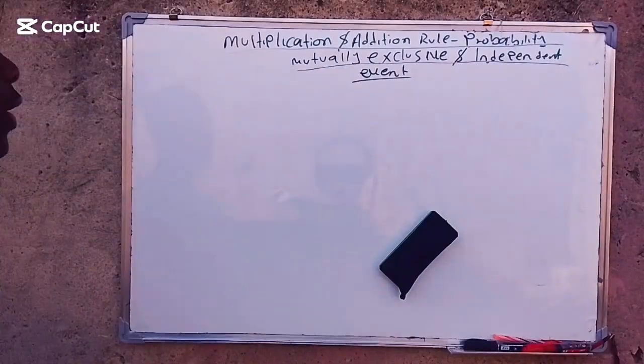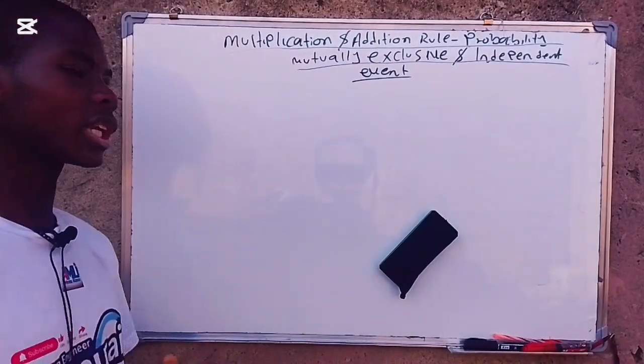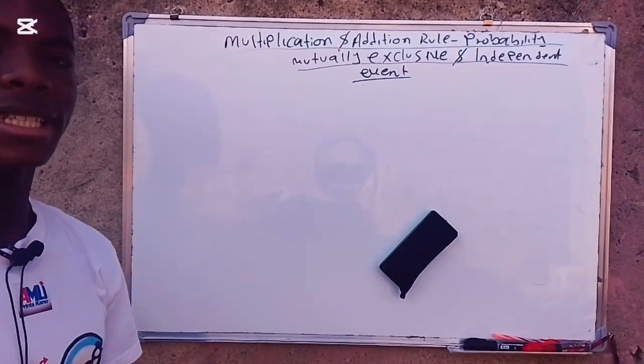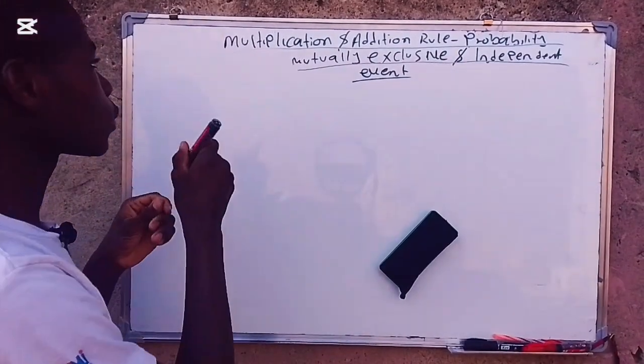Hello everyone. In today's tutorial we are going to see the multiplication and addition rule of probability, mutually exclusive, and independent events. So let's first start with the addition.